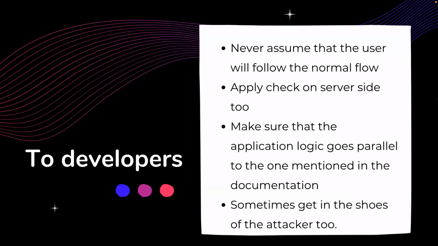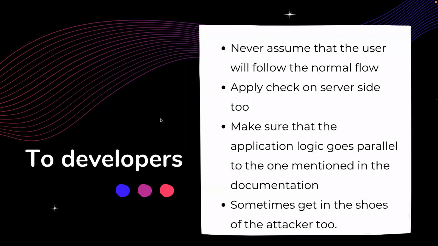A note to the developers, if there are any: never assume that the user will follow the normal flow only. And as always, apply checks on the server side too. And make sure that the application logic goes parallel to the one mentioned in the documentation. Sometimes what happens is, some documentation says, okay, this user should not have permission to do this, but from the front end only they have provided it. So this is where those both clash.